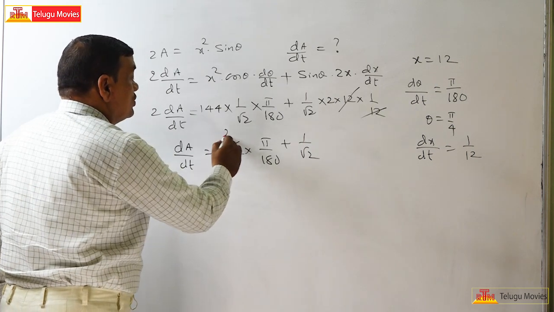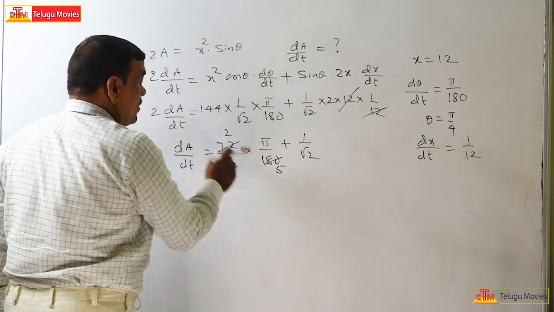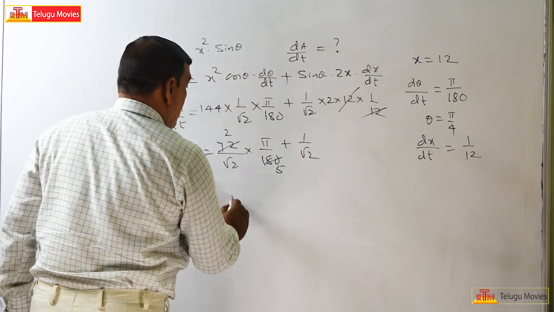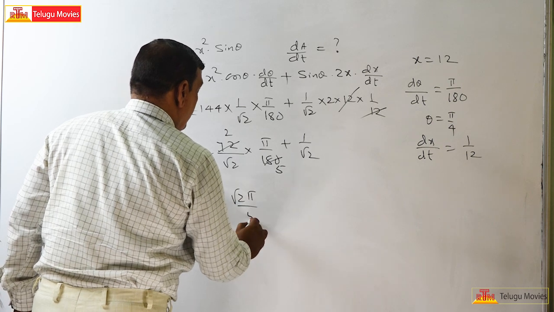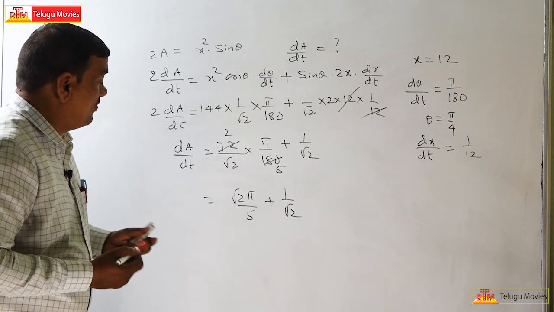This is 36 2s are, 36 5s are. Okay, so this is equal to 2 by root 2. So we can write it as root 2 pi by 5 plus 1 by root 2. Okay now, so this will be the final answer.